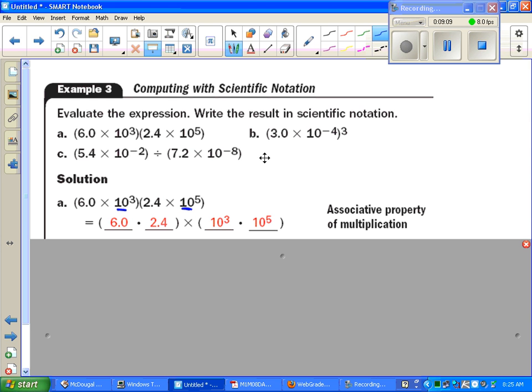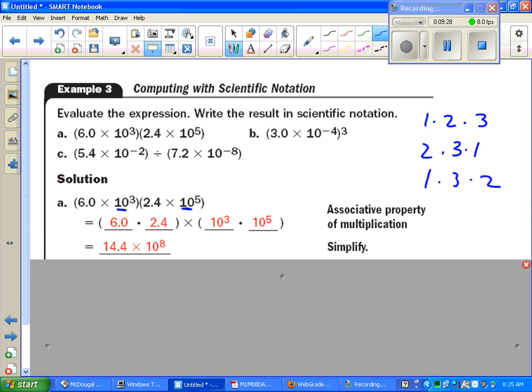Notice this is the associative property. I always show the associative property like this. Remember, 1 times 2 times 3 gives you the number 6. So does 2 times 3 times 1. So does 1 times 3 times 2. The order of multiplying things doesn't matter. So if you can just multiply straight across, you can multiply the same bases, 6.0 and 2.4, and you get the number 14.4.